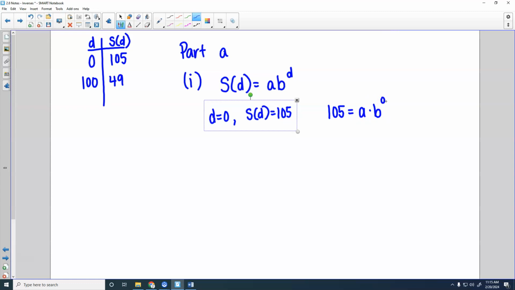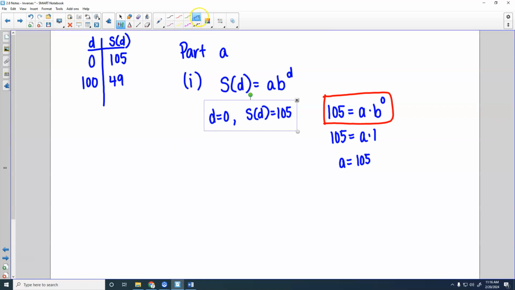Now this one's actually a lot easier than the one I made you guys do by hand. Because what is B to the 0 power? 1. It's 1. So this is 105 equal to A times 1. So what is your A value? It's just 105. Right. You don't actually have to solve it until you get to Part 2, so I guess I could have waited for that. This equation right here set up is what they're wanting, or one of the 2 things they're wanting for Part 1. Okay.